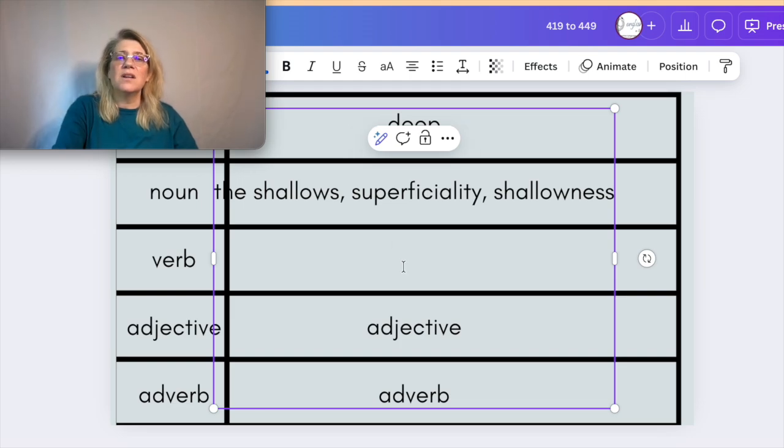The verb: there's no verb. The adjective is shallow, and the adverb is shallowly. He answered the question very shallowly.